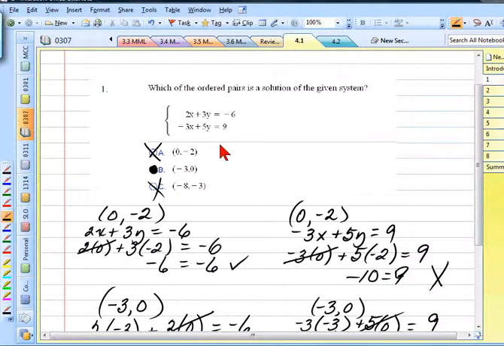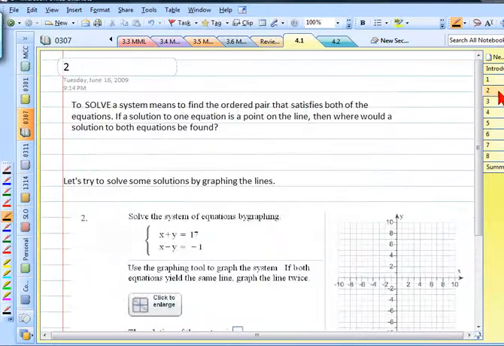Now, that's great for us to be able to determine if a point is a solution, but I need to be able to solve for a solution. So let's look at question number 2. For those of you looking at the projection, this is probably too small to read, but I'll read it out loud. It says to solve a system means to find the ordered pair that satisfies both of the equations. If a solution to one equation is a point on the line, then where would a solution to both equations be found?